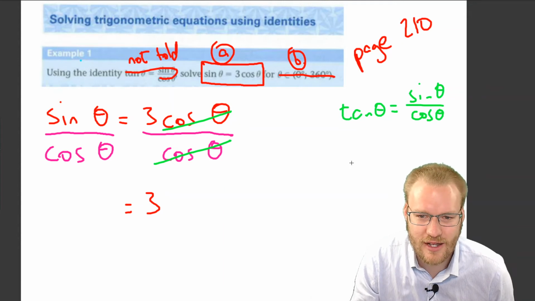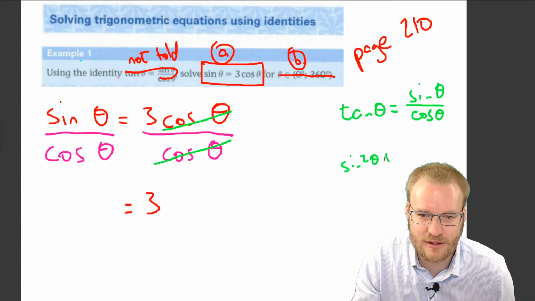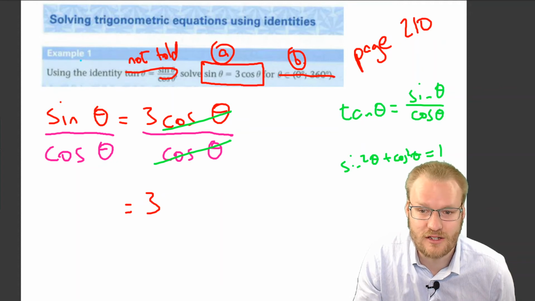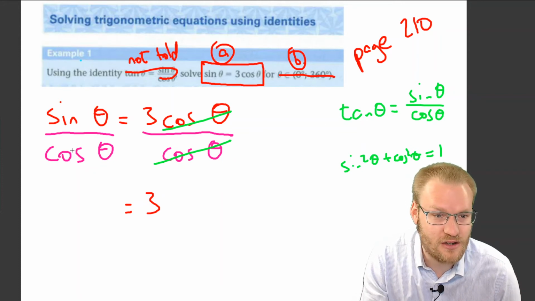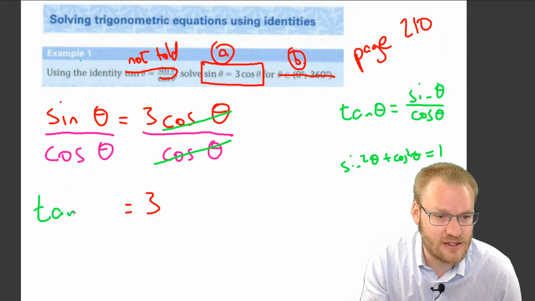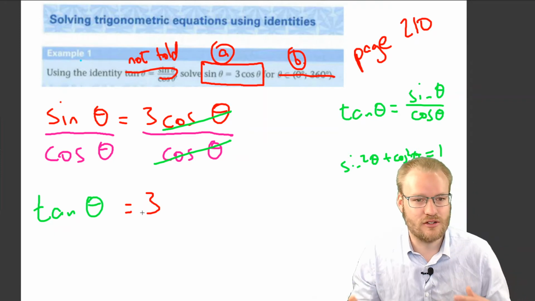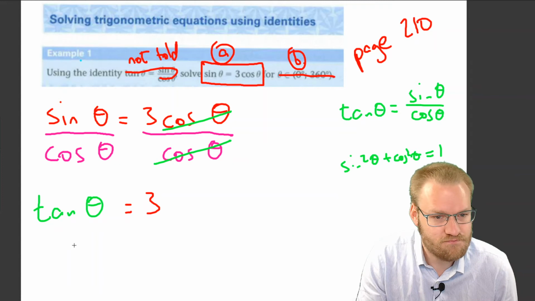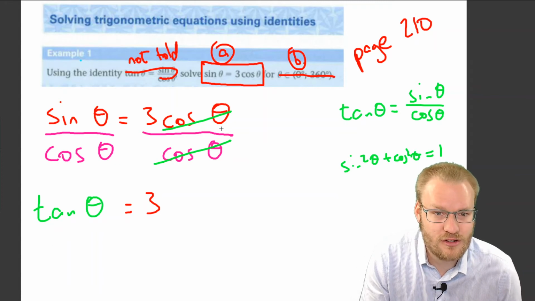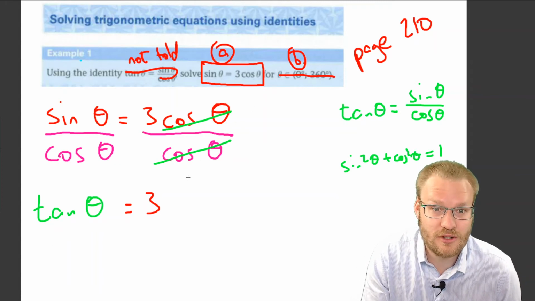You've already got this written down because that's your starting point when you're dealing with identities. You know this one, and we also know sine squared theta plus cos squared theta equals 1, and the two variations on that, which we're not going to need for this question. But sine theta over cos theta is just tan theta. Now here's a question that looks like we've solved before. Tan theta equals 3. We're doing this as a general solution to start with.